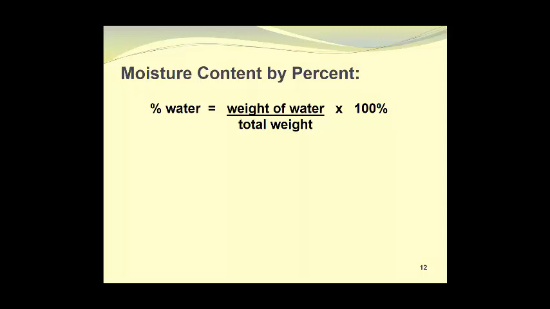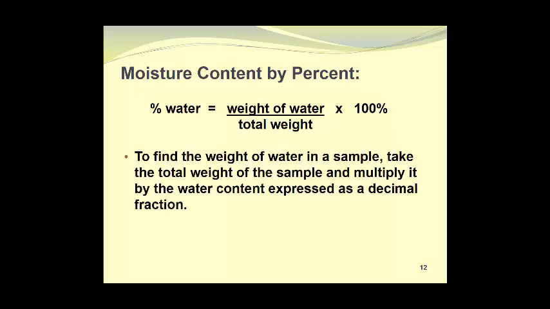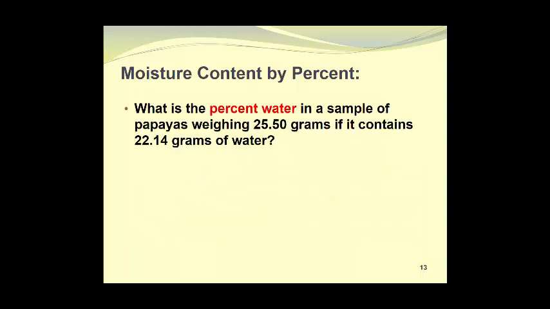The percent water is defined as being the weight of the water divided by the total weight of the material times 100%. To find the weight of water in a sample, you can take the total weight of the sample and multiply it by the water content expressed as a decimal fraction. This is also called the wet basis moisture.